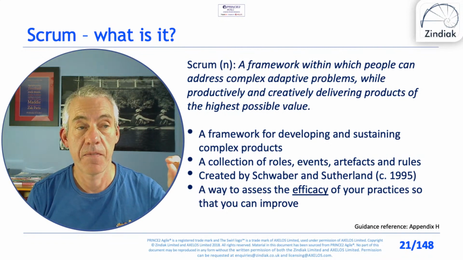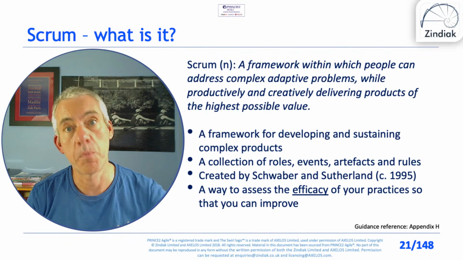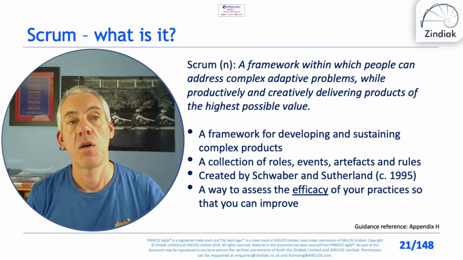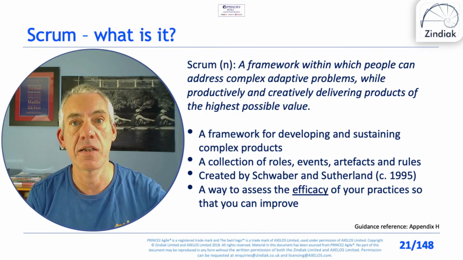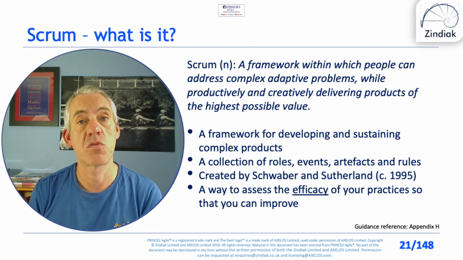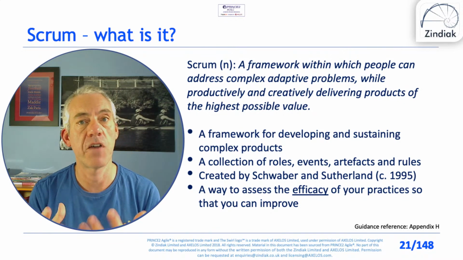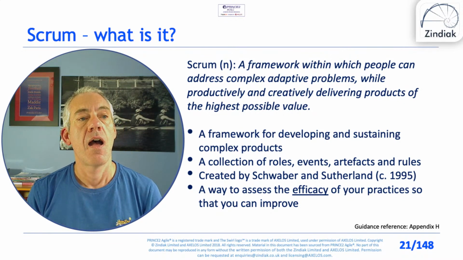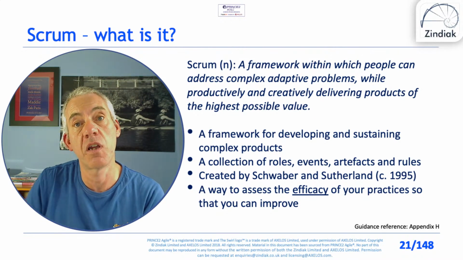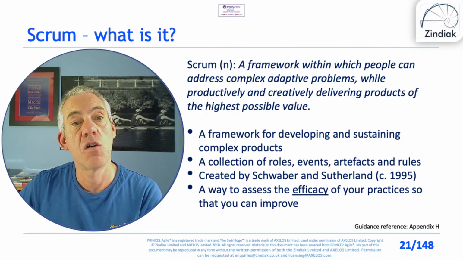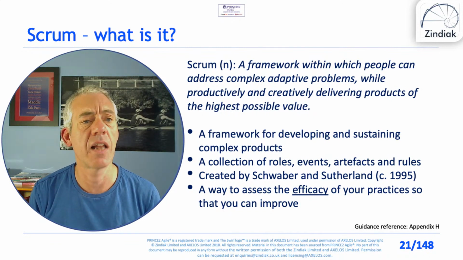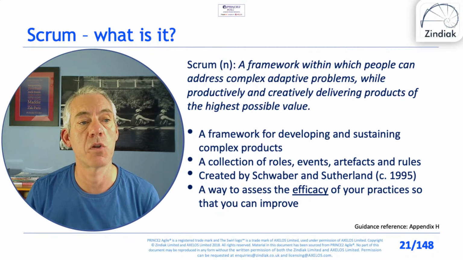And that's really important in terms of the product backlog is ordered by value. When we create the sprint backlog, we try and take the highest value items. If we have to de-scope to meet the time box, we de-scope the lower value items, so value is at the core. It's for developing and sustaining complex products. So we can use it on the project, we can also use it for maintenance or ongoing development and support of the product as well. It's got a collection of roles, events, artifacts, and rules, and we'll come on to those.